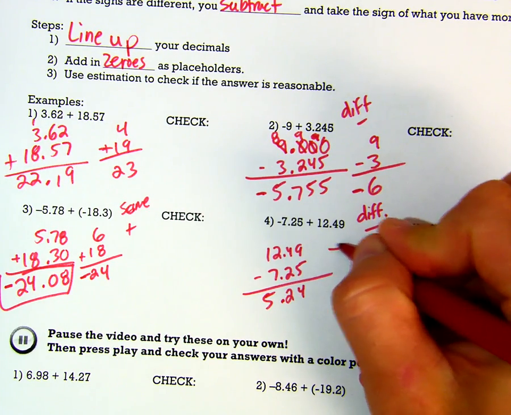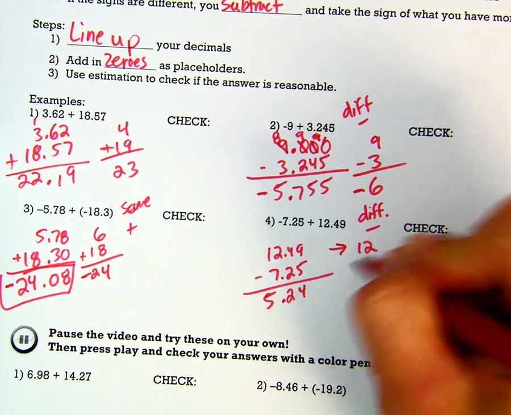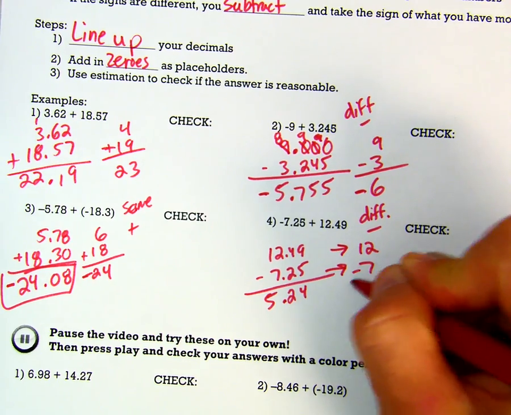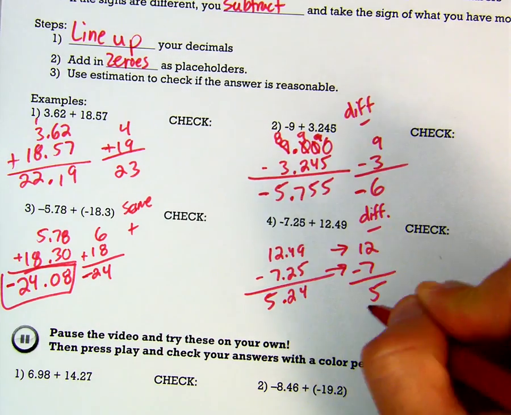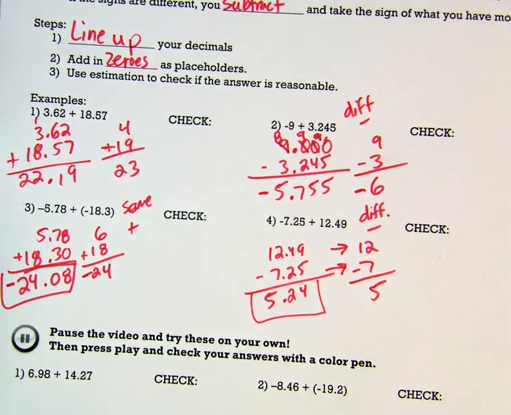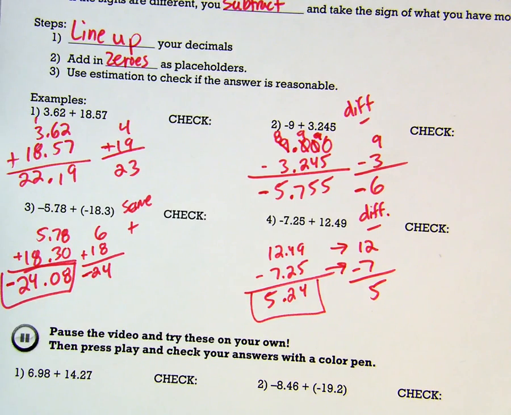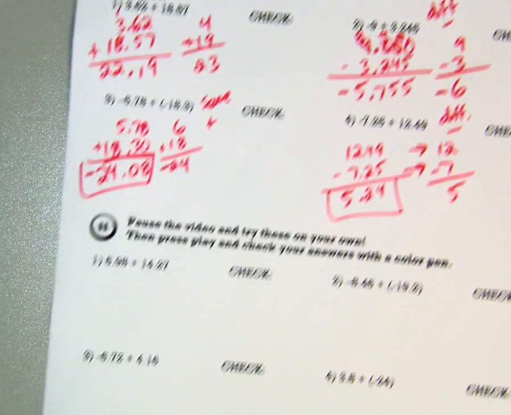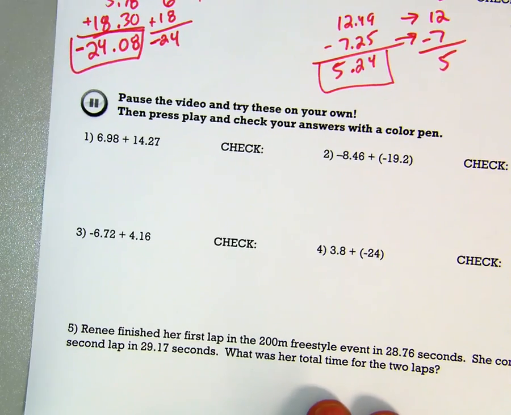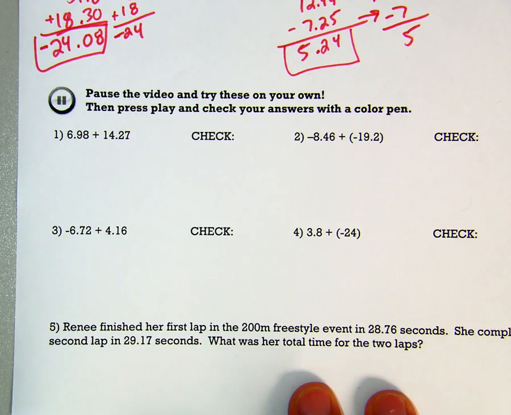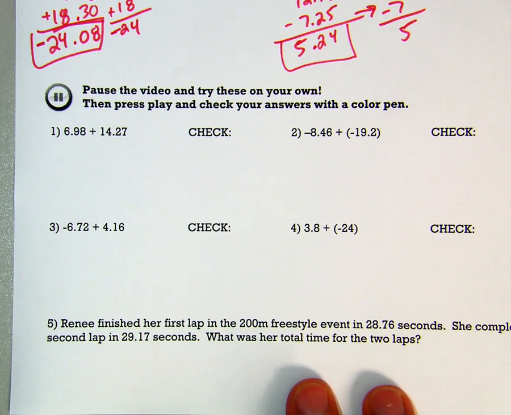Now let's estimate these. 12.49 is close to 12, 7.25 is close to 7. Subtract them, I get an answer of 5. So yes, those do work out. They're close to each other, 5.24. Right. So now you have some for you to try. Go ahead and try those 5, and then let's check to see how you did.